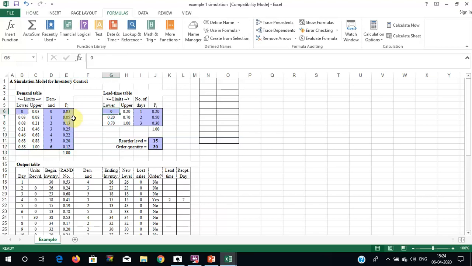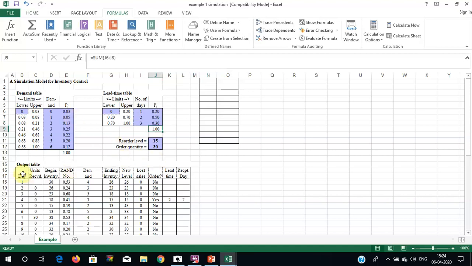Similarly, the lead time also follows a probability distribution. 0 to 20%, the lead time from the supplier is 1 day. 20% to 70%, the lead time is 2 days, and 70% to 100% the lead time is 3 days. The total cumulative probability is 1 in both cases.